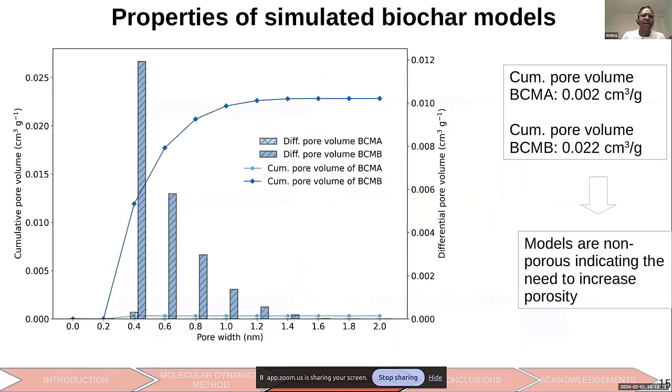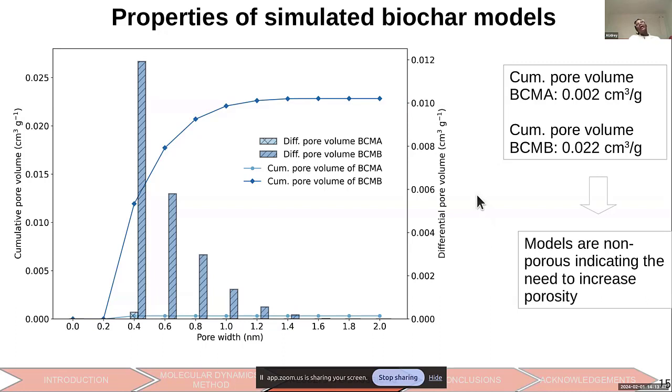So we went on to characterize the biochar models to get the pore size distribution and the cumulative pore volume. We can clearly see that for biochar model A, it's almost non-porous. We can't find any pores. Unlike in biochar model B, where we're able to see there's some pore volume. Of course, in this case, we're talking about micropore volume. And so we can clearly see this is really not very microporous, which means something is lacking in our model.